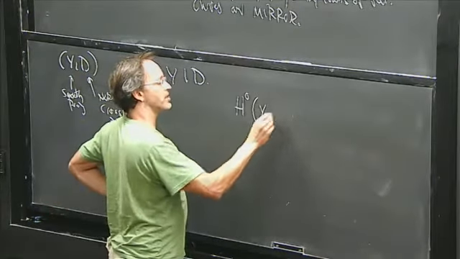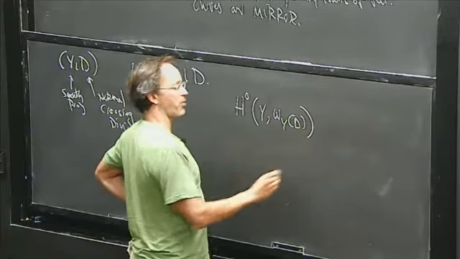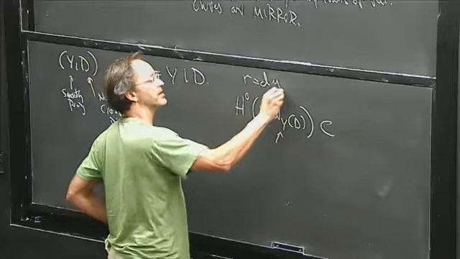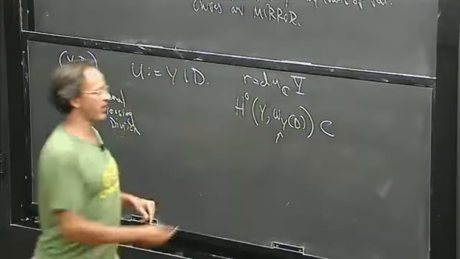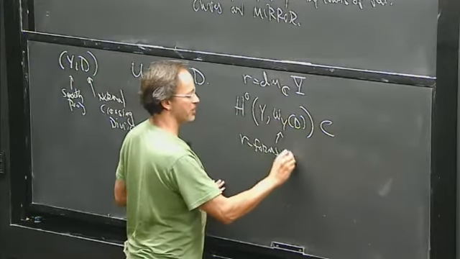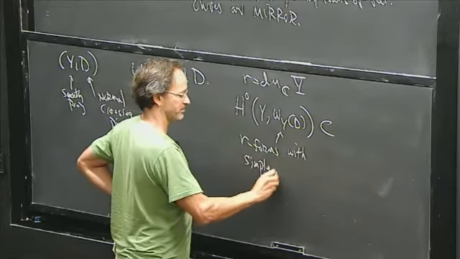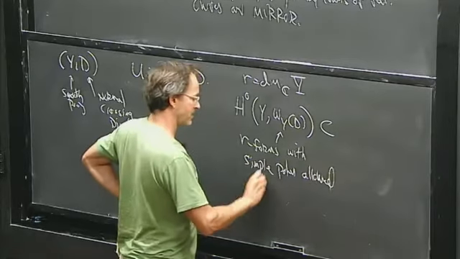And then let's think about differential forms on Y with simple poles along D. So this means, r is always going to be the dimension of Y, which is also the dimension of U. So these are just r-forms, but they are allowed to have at worst simple poles along D.